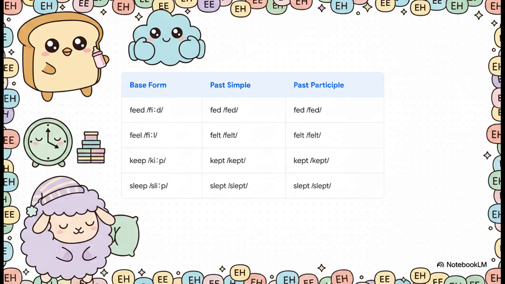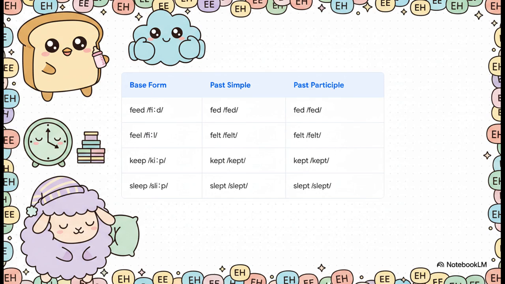Moving on to another group, check this out. Here, the long E sound shifts to a short E sound for both the past simple and past participle. Let's practice these. Feed, fed, fed. Feel, felt, felt.